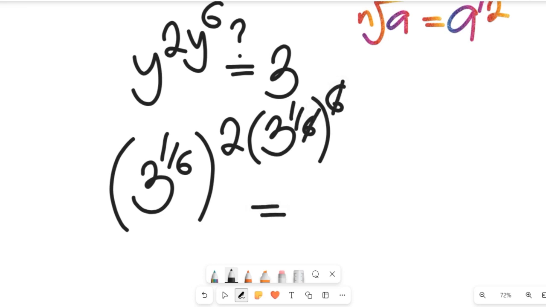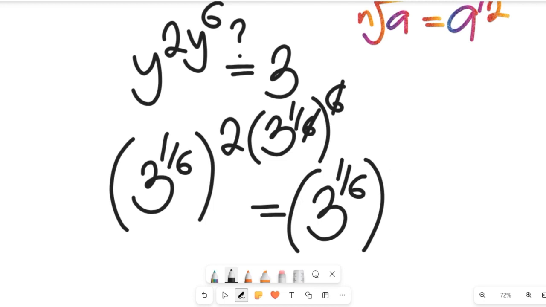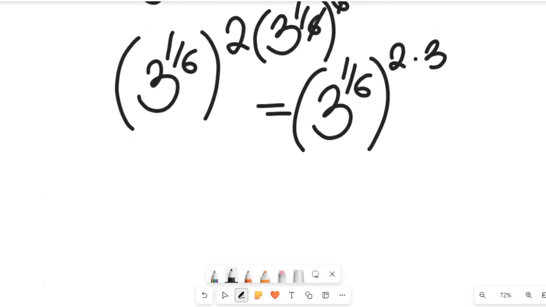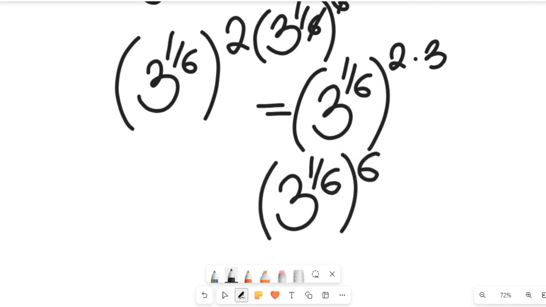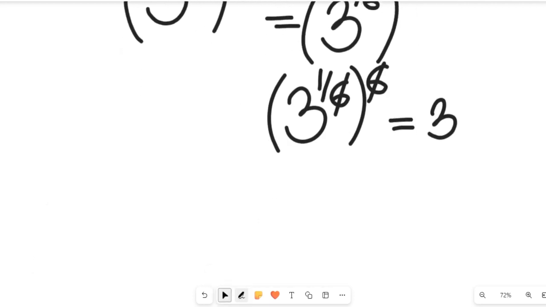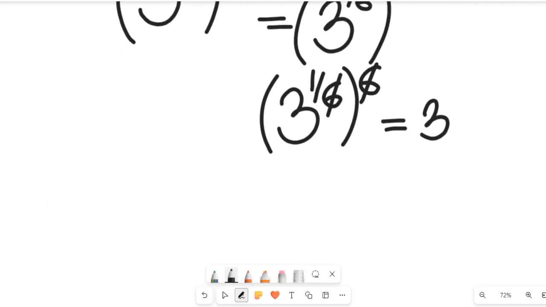And then we'll have that solution to be equal to 3 to the power of 1 divided by 6 multiplied by 2 multiplied by 3, right? So that expression will now give us 3 to the power of 1 divided by 6 multiplied by 6. So if this clears this, our result will be equal to 3. So you see, 3 on the left hand side is equal to 3 on the right hand side.